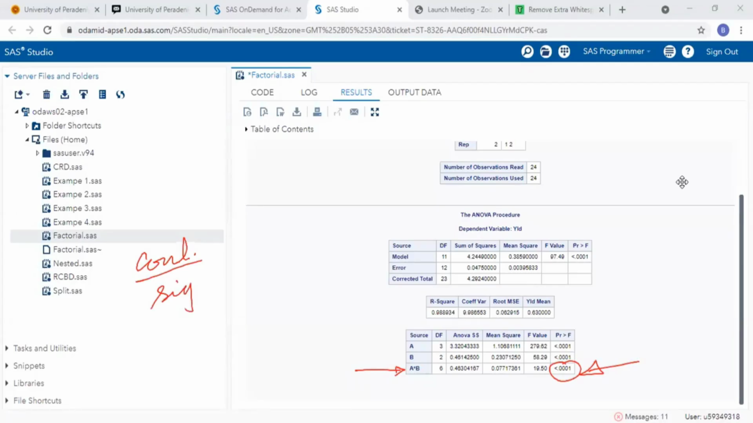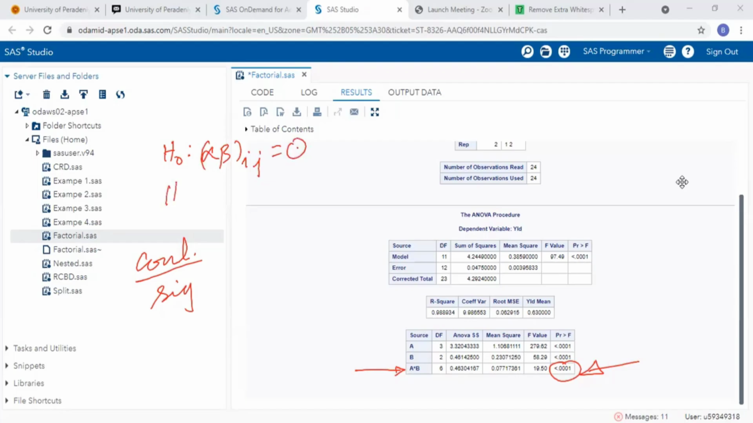The null hypothesis is that alpha beta AB is 0. There is an interaction effect. There is an AB interaction effect. So we reject our null hypothesis. This is our null hypothesis. Am I right?